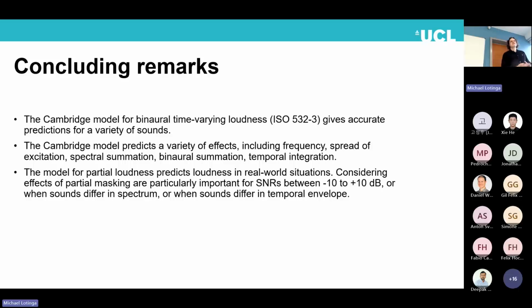One question is, is it accurate enough for us when we talk about sound quality, about sound design? I think probably not. Our behavioral methods are much better.